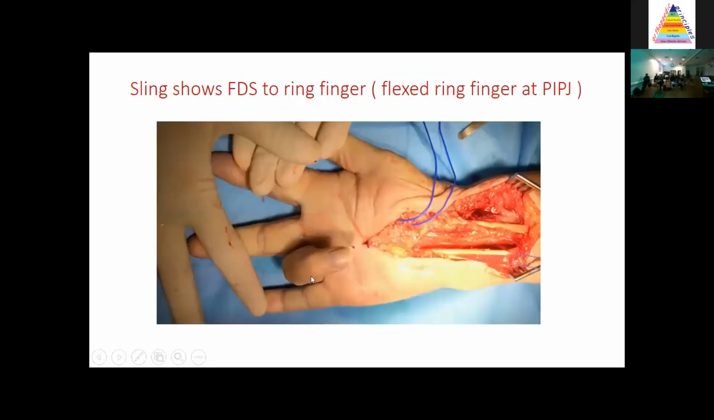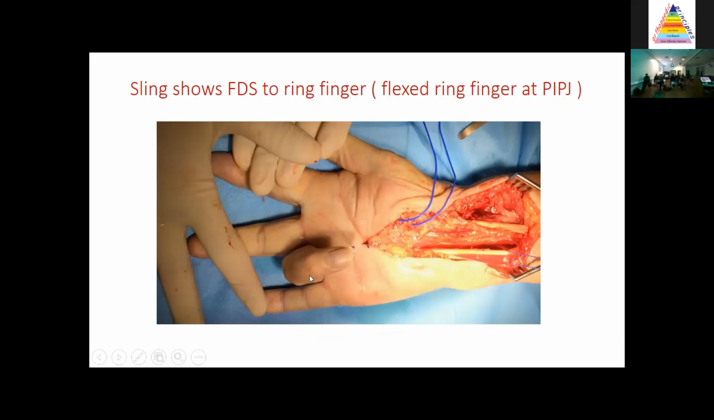So this is the first thing you do. The sling is holding the FDS to ring finger. When I pull on it, see finger flexes. I'm not holding the finger here. And I know it is not FDP because I can passively extend it. So I know FDP is not, it is pure FDS. Yeah. Remind me to check how you check FDS and FDP after this lecture.